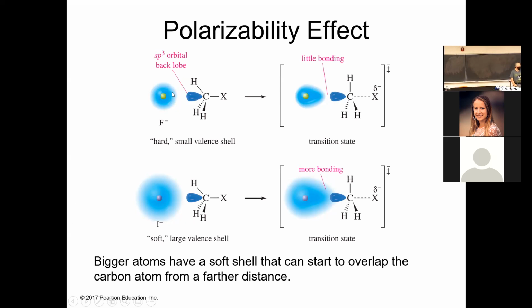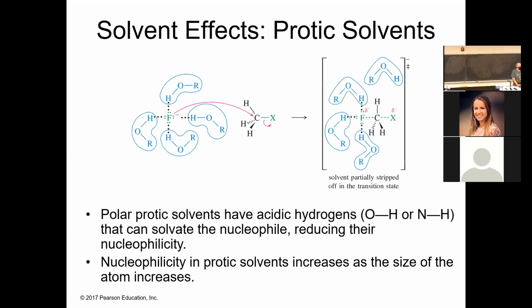Okay, this is a comparison of fluoride versus iodide. Fluoride is what we call a hard nucleophile. The charge is very concentrated. It's a small ion, and in the transition state, there's not a lot of bonding. In the case of iodide, the iodide is what we call soft. The electron cloud is fluid. It's polarizable, and there's more bonding that takes place in the transition state. It can bond from a farther distance.